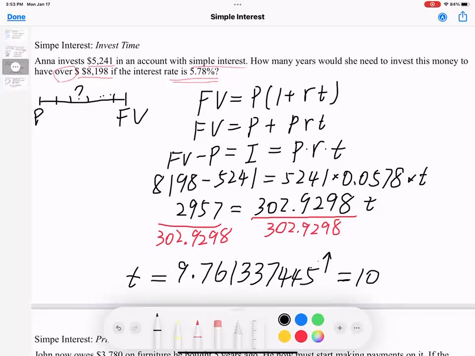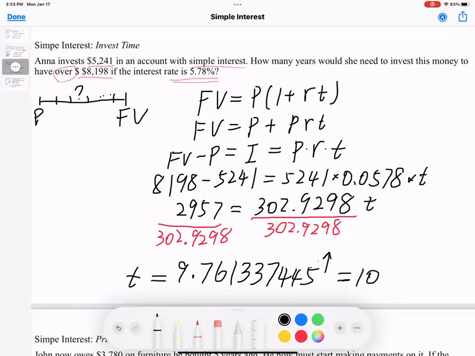After 10 years, we are able to get more than $2,957 of interest payment, which means we will get over $8,198 in the final money she is expected to get. So for the time, if we want the money over a certain amount, the time should always be rounded up to the next whole year, since what we get is the annual interest payment.